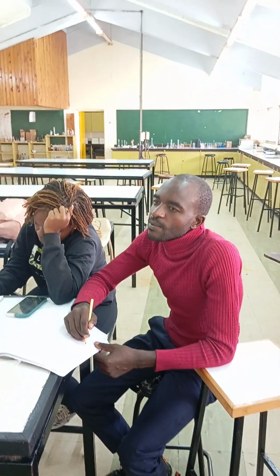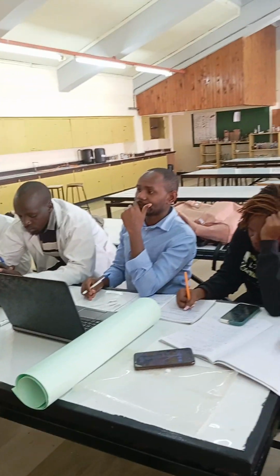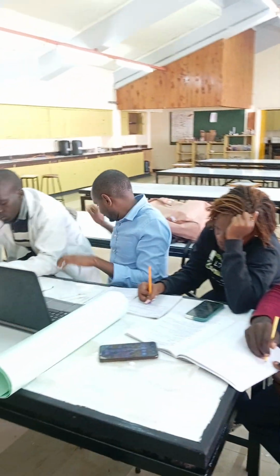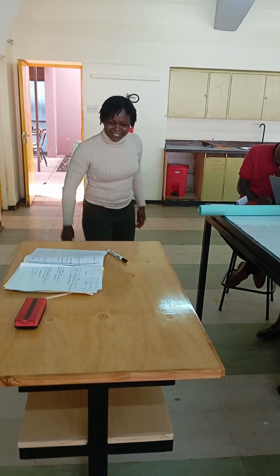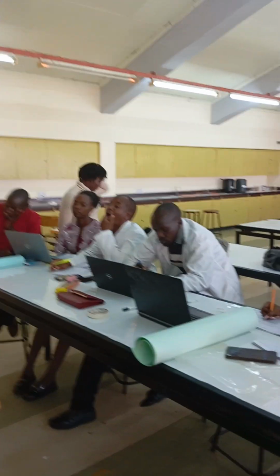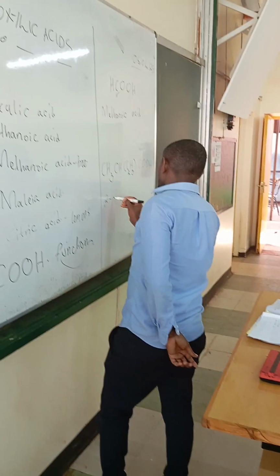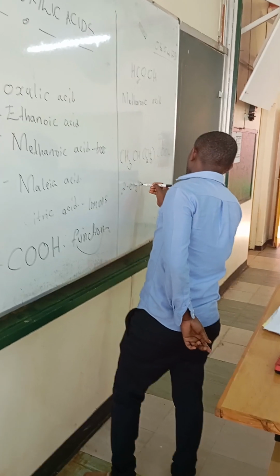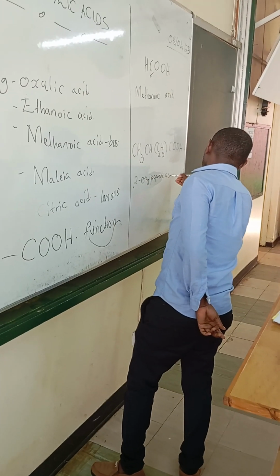That is 2-ethyl propanoic acid. You want to come and write or arrange for this? Okay. Hold the pen. 2-ethyl propanoic acid.